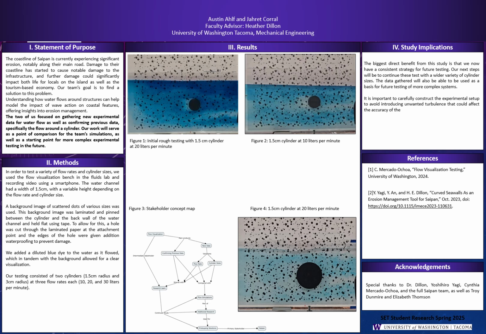Me and my co-conspirator focused on gathering experimental data for water flow around a cylinder. This is in order to confirm previous data, gather new data, and most notably to prepare for more complex testing down the road. We tested a variety of flow rates and cylinder sizes using the flow visualization bench in the fluids lab. For visibility, we used a background image comprised of a variety of dots of varying sizes, and we added a diluted mixture of blue food dye to the water.